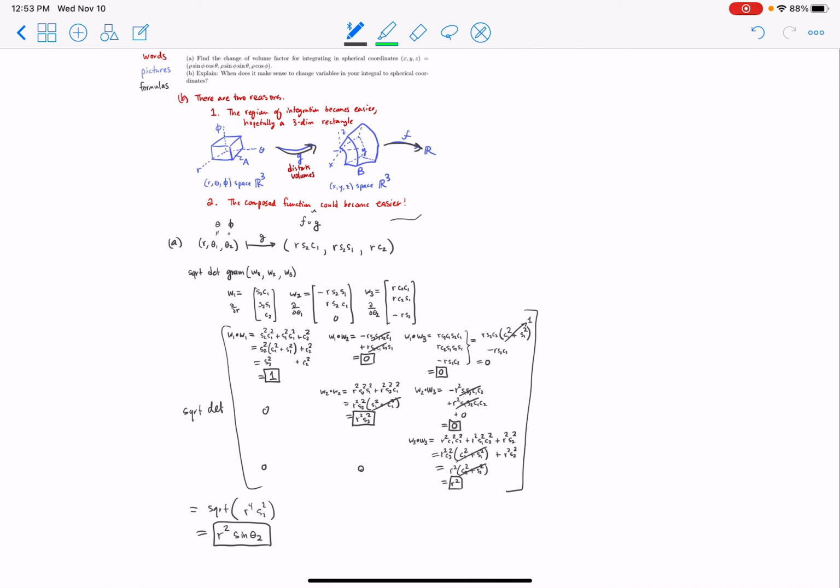So you change to spherical to either make the region easier or the function easier. The price you pay is you must account for the distortion in volume of your change of coordinates. Okay. Great.